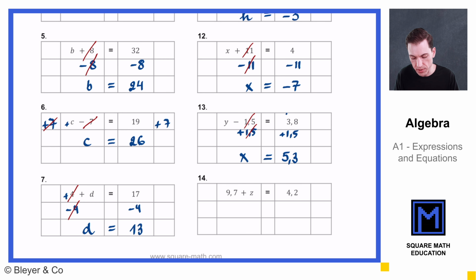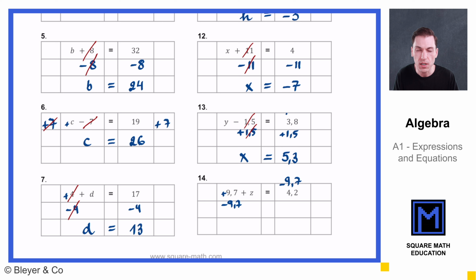And we are almost done. In the next equation, we also have a decimal. If you're adding 9.7 to z to result in 4.2, we're going to do the opposite of adding 9.7, which is subtracting 9.7 on both sides. Maybe on the right hand side it would be easier to write 9.7 on the top if you're used to vertical calculation. And we're going to minus.